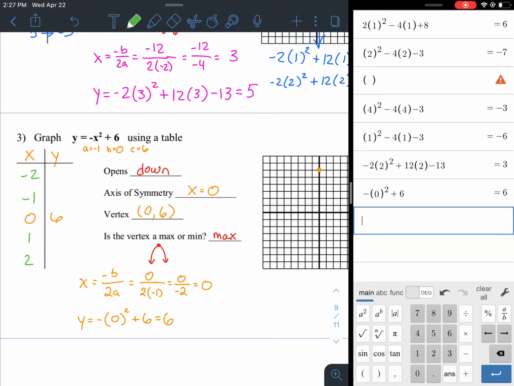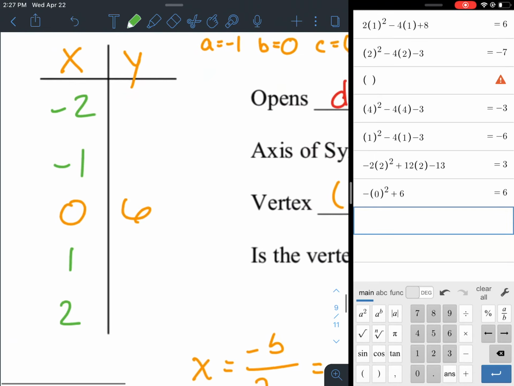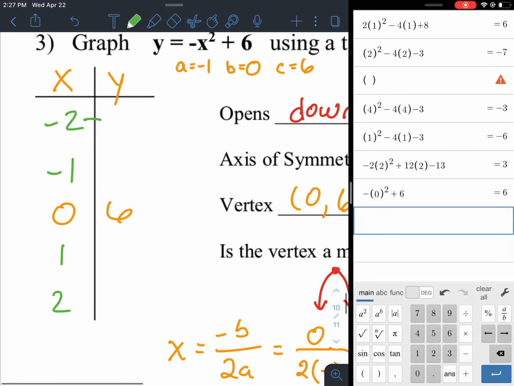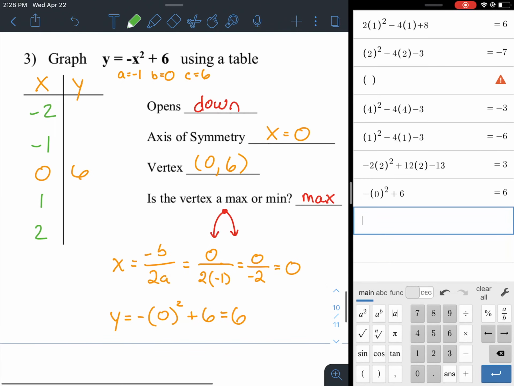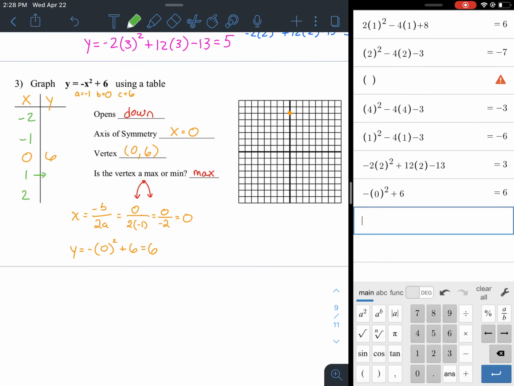Okay. And now, same thing as before. Now, when I look at my table, I could use this negative 2. I could use this negative 1. I could use the positive 2. I can use the positive 1. I can pick whichever ones I want to use. Me personally, I always like to use positive numbers when I have the chance. So I'm going to find out, what does this 1 give me?